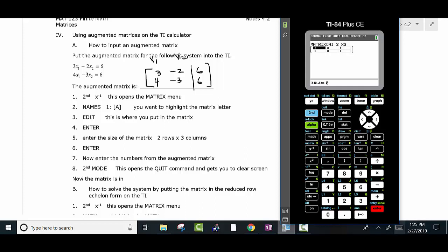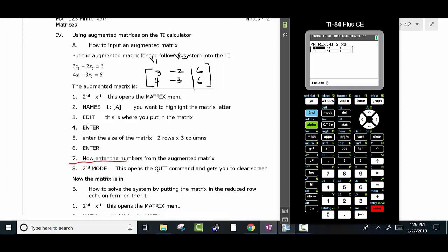So just take your augmented matrix and start putting the numbers in. We'd have 3, -2, and 6, and then we have 4. I keep pressing enter after each one: -3, and then 6, like that. Okay, so that puts your matrix in. You've now got all of your numbers in the matrix. That's what I want to make sure that you do first.